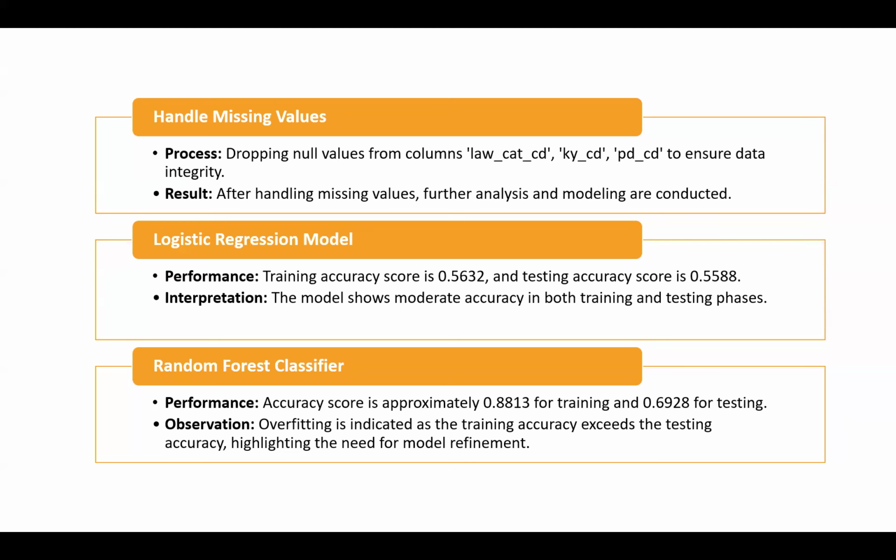And in the random forest classifier, the performance: the accuracy score is approximately 0.8813 for training, and we got 0.6928 for testing. And the observation is overfitting is indicated as the training accuracy exceeds the testing accuracy, highlighting the need for model refinement.